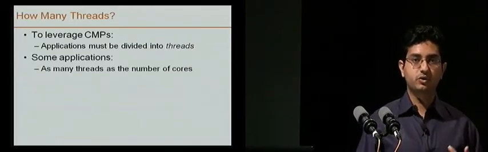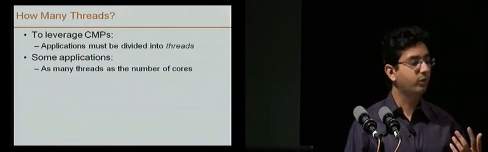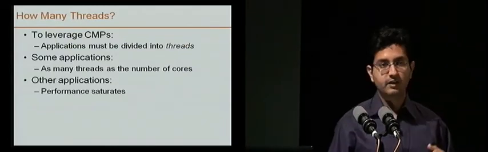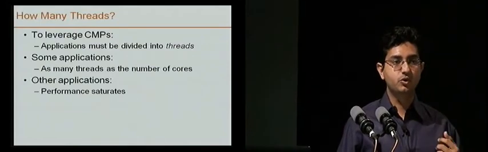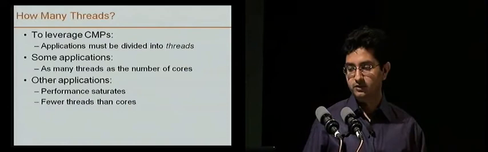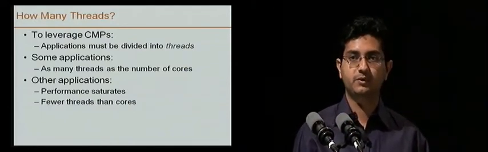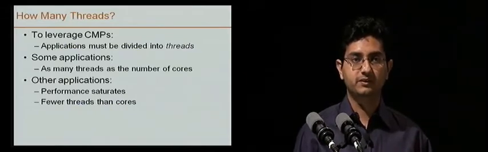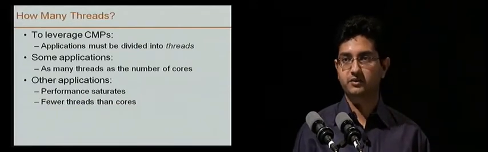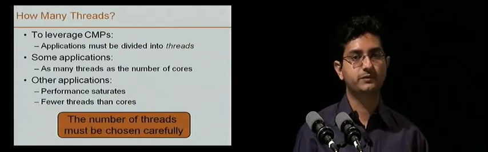There are some applications which scale very well. For these applications, we should use as many threads as there are cores on the CMP. But there are other applications which do not scale. Their performance saturates. And for these applications, we should have fewer threads than there are cores, because once the performance has saturated, adding more threads does not help performance and increases power consumption. Therefore, the number of threads must be chosen carefully.